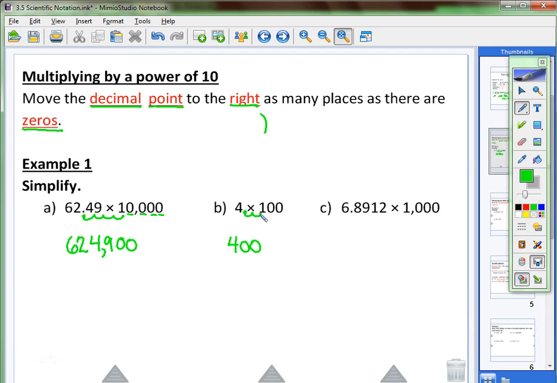All right, I want you to do part C by yourself. You should have gotten 6,891 and 2/10 as your answer, because there are 3 zeros in the problem in 1,000, so we move the decimal point 3 places to the right, and it ends up between the 1 and the 2.